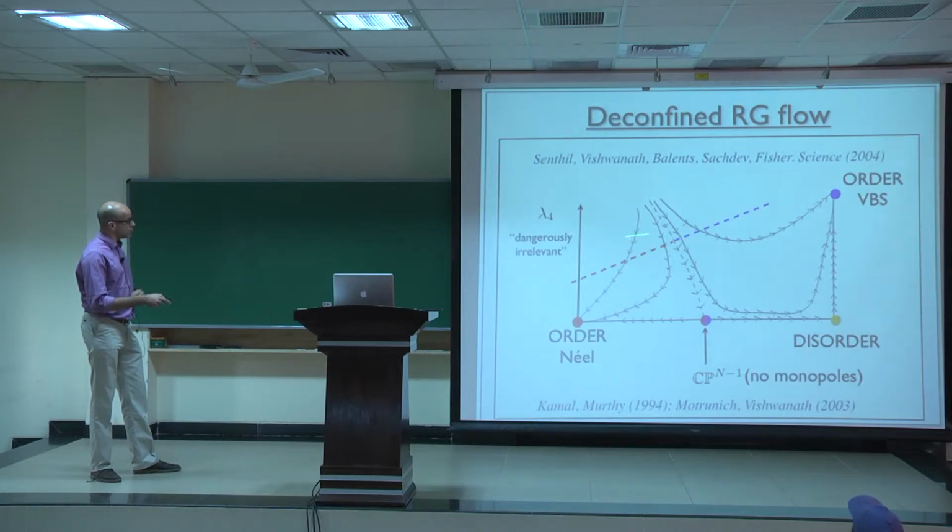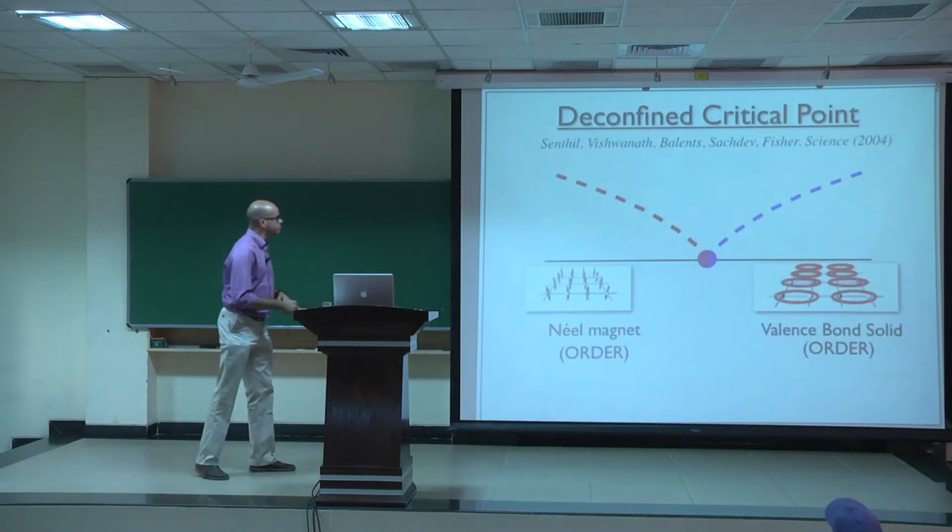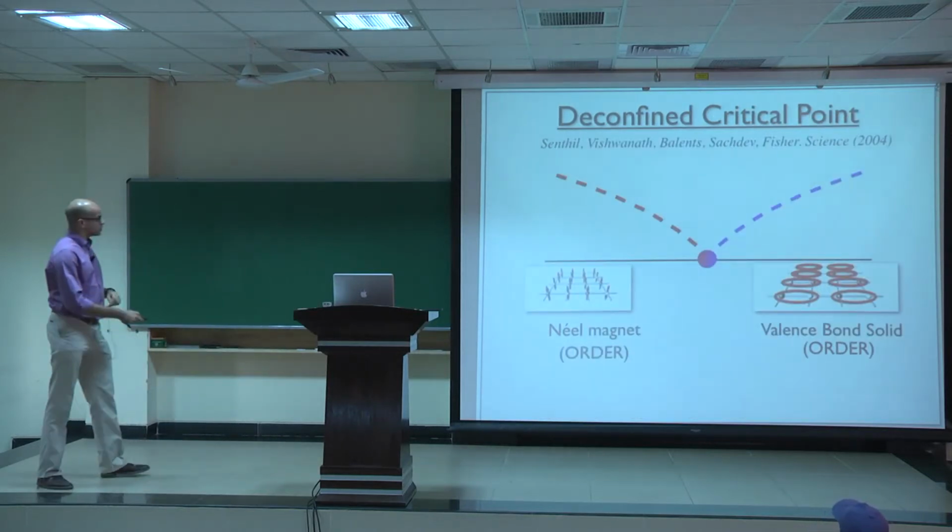Okay, so if this was just irrelevant and not dangerously irrelevant, then you would flow into this phase. But the interesting property of this operator is it's dangerously irrelevant, so it's irrelevant at the critical point, and it's almost irrelevant at the phase, but then it actually determines how the system orders. Okay, and so that's how you can get a transition between Néel.